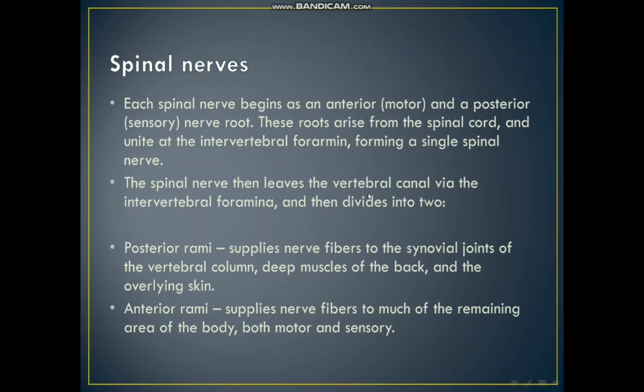The spinal nerve, when it leaves the vertebral canal through the intervertebral foramen, divides into 2: posterior rami and anterior rami. Focus: when they leave the vertebra, they are called posterior rami and anterior rami. The posterior rami supply nerve fibers to the synovial joints of the vertebral column, deep muscles of the back, and the overlying skin through cutaneous nerves. The anterior rami supply nerve fibers to much of the remaining area of the body, both motor and sensory.